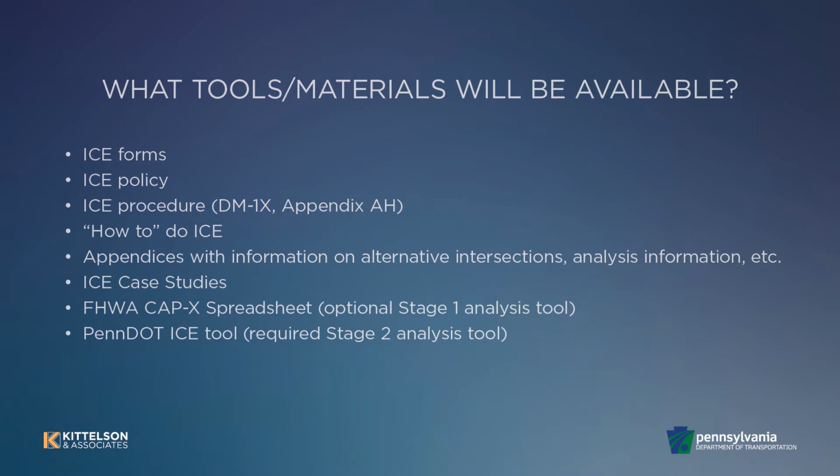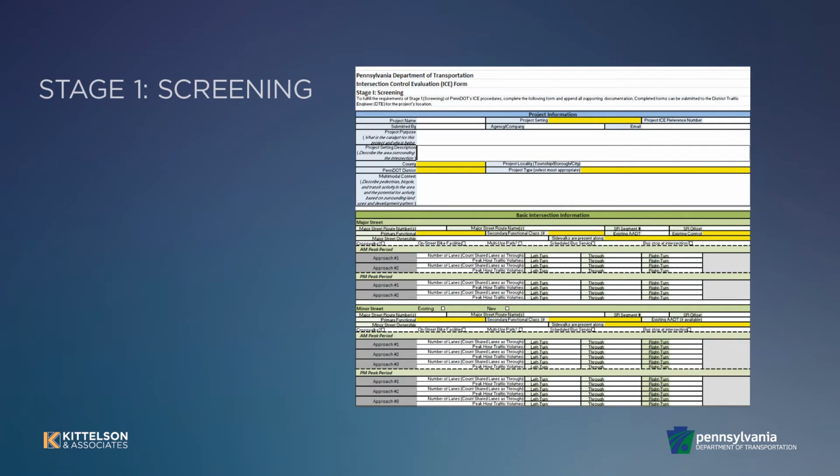2 tools will be available as well. FHWA's CapEx spreadsheet is optional for use in Stage 1 to help screen out many conventional and alternative intersection strategies and see what is viable from a pure traffic engineering perspective, and the PennDOT ICE tool, which is required for Stage 2 analysis. Here's a look at the Stage 1 screening form.